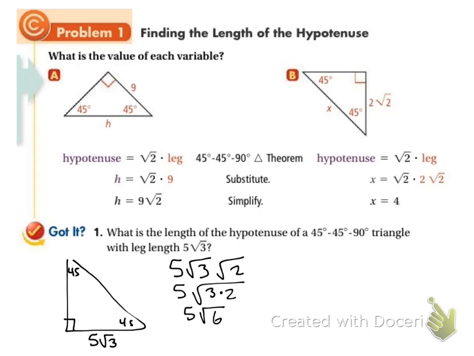Let's try one where there isn't a square root involved. So if we have a 45, 45, 90, and let's say our side length is 3. Then to figure out a hypotenuse, we take our side, 3, and put on the square root of 2.